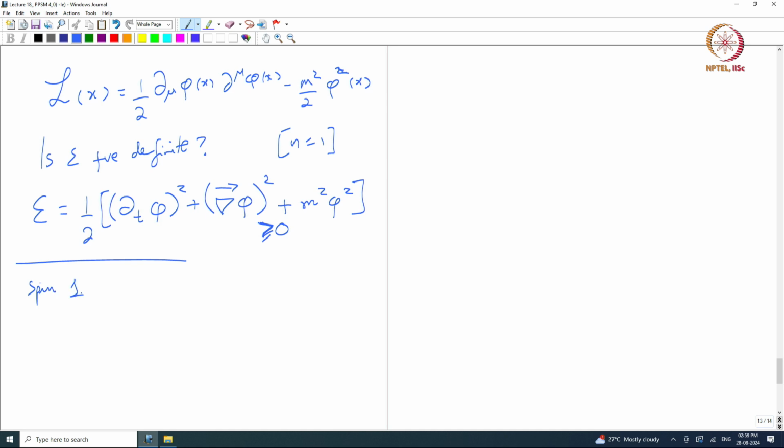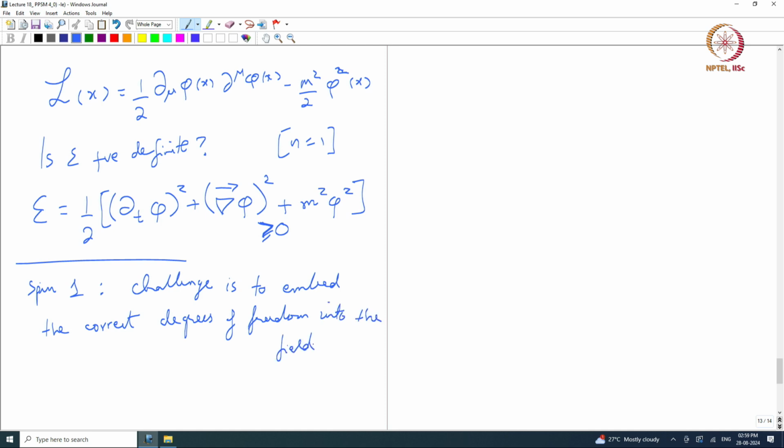Now for spin-1 fields, or spin-1 particles, the challenge, okay, is to embed the correct degrees of freedom into the field, okay. So let's parse this sentence. What did I mean by this? First of all, let's understand what I meant by degrees of freedom here.